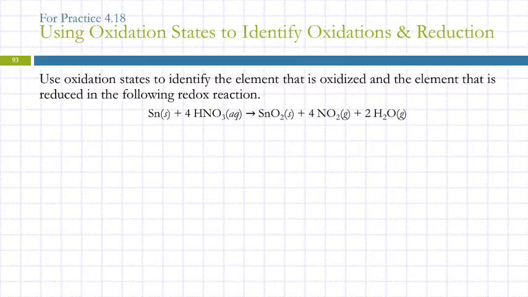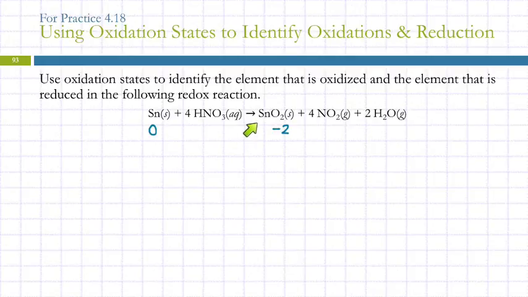So we're going to assign oxidation states. Well, what's the oxidation state for tin, Sn? 0. I like to skip around and do the easy ones first. This is an ionic compound, right? Ionic compounds are easy because the oxidation state is the same as the charge. So what is the charge on that oxygen, oxide? It's -2. It's an actual ion. It's -2.